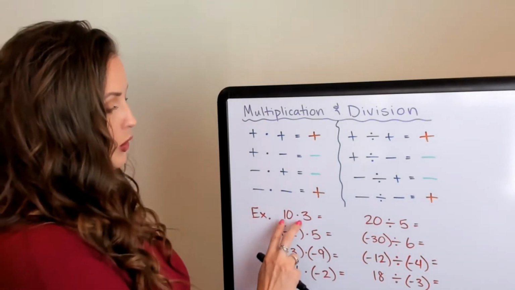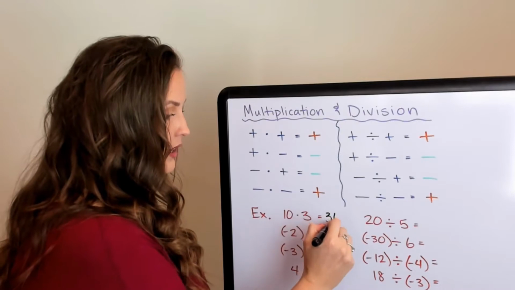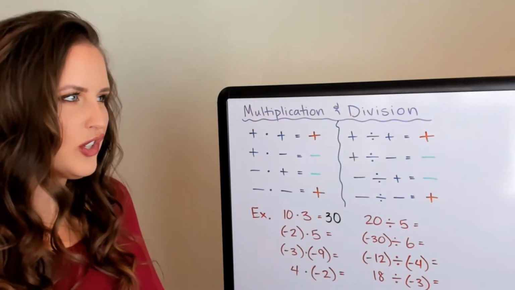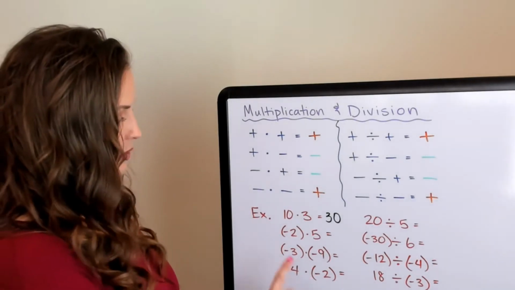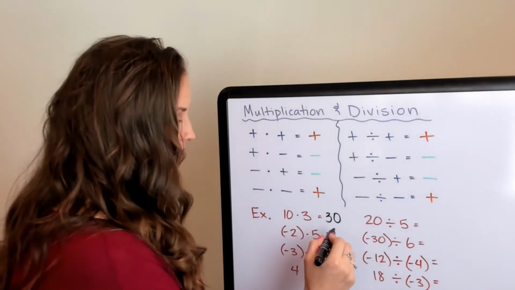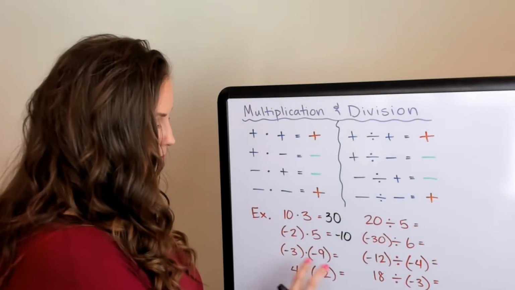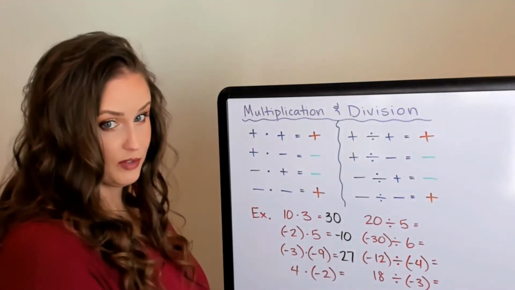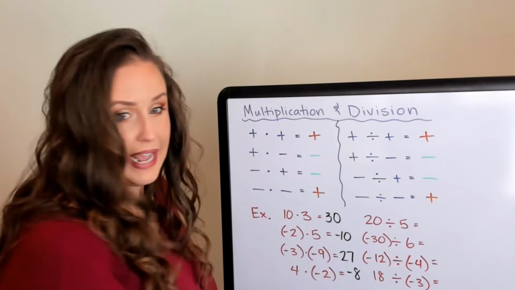So since we have two positives here, the answer is going to be positive, and it's going to be 30. Now you can write, again, the positive in front, but you don't need to. It's just a general assumption, but if you'd rather be super thorough, you definitely can do that. So here we have a negative times a positive, so when the signs are different, you always have a negative answer, so that one's going to be negative 10. Two negatives multiply to make a positive every single time, so that's 27, positive 27. Positive times negative is negative, so that would be negative 8.